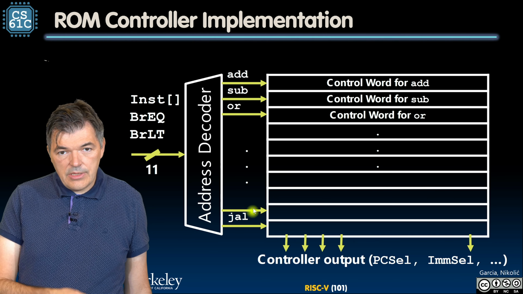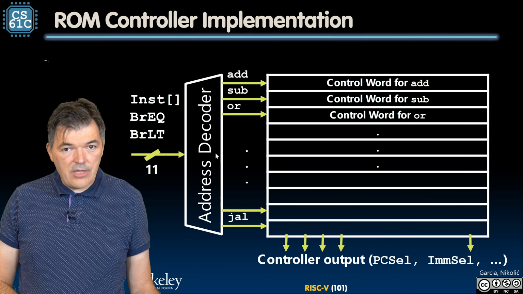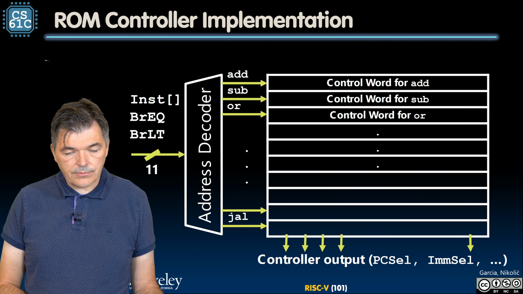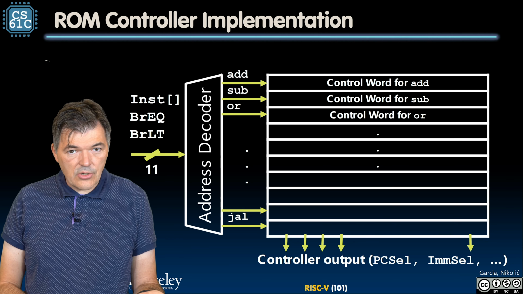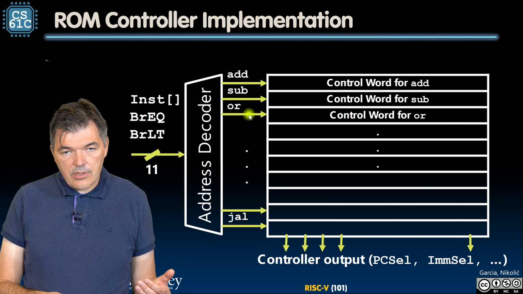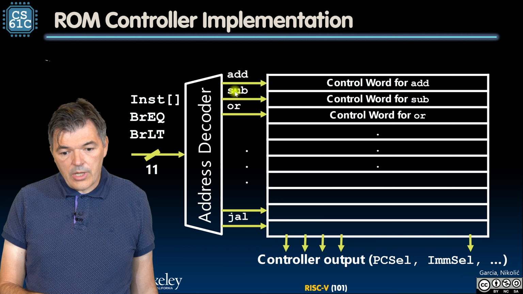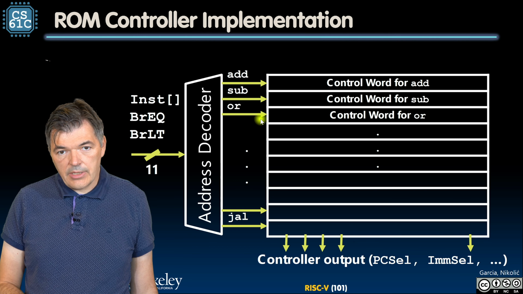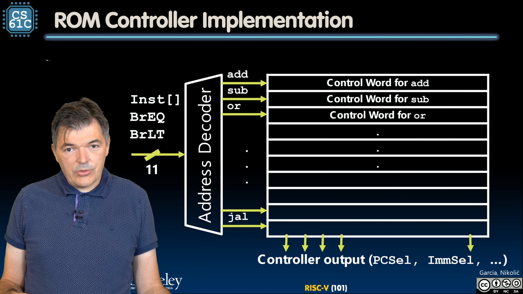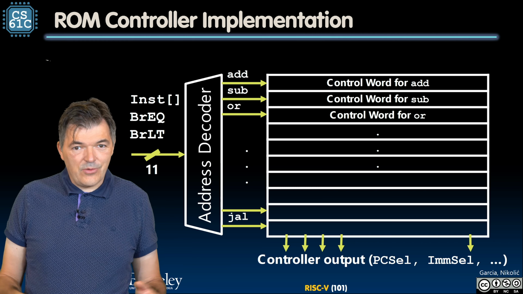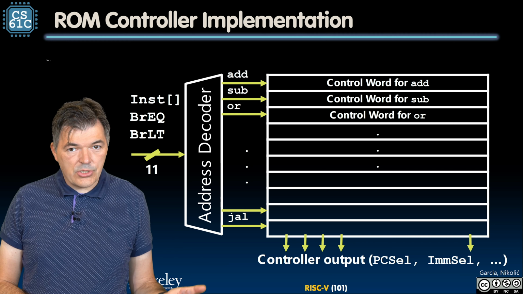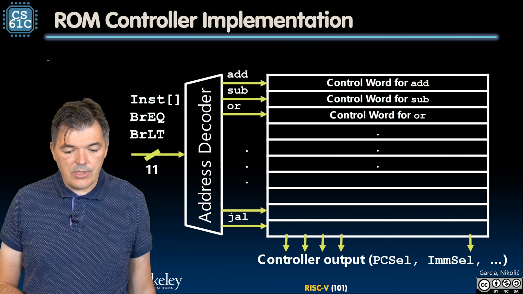First, what we do, we decode the address. These inputs, the instruction types, are binary encoded. The output of the address decoder is so-called 1 hot. Only one of these lines is going to light up. We are going to address only 1 control word, because that's what makes sense. We don't want to have two different control words that would confuse the data path.